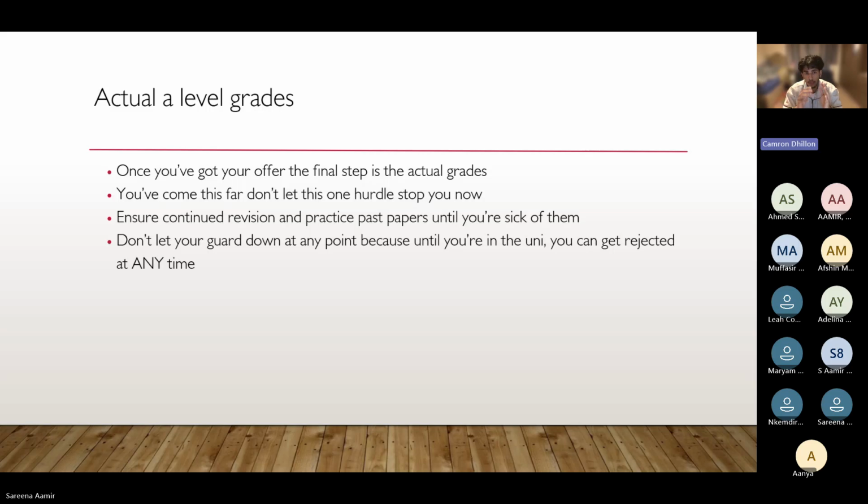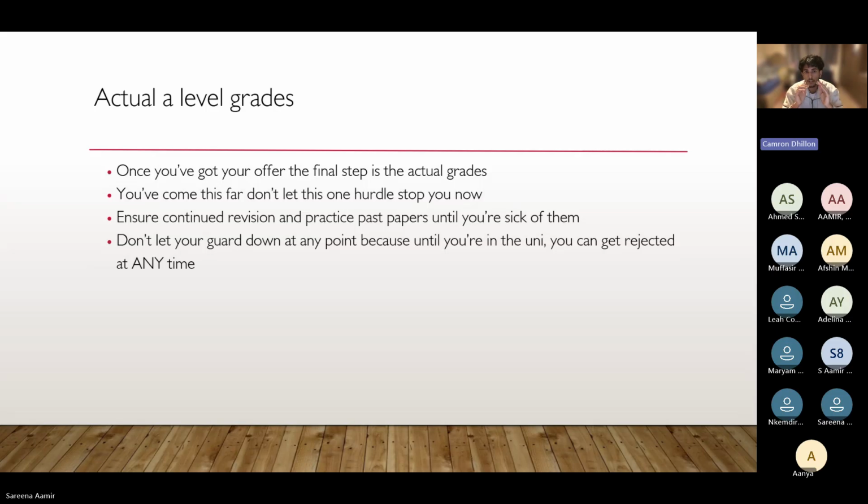Now, your final step, final hurdle, your actual A-level grades. So once you've done all of these steps, these 5 things have been done, your last thing you need to do, they've given you the offer, they've given you the grades, which is typically A star AA, but it can be triple A as well.